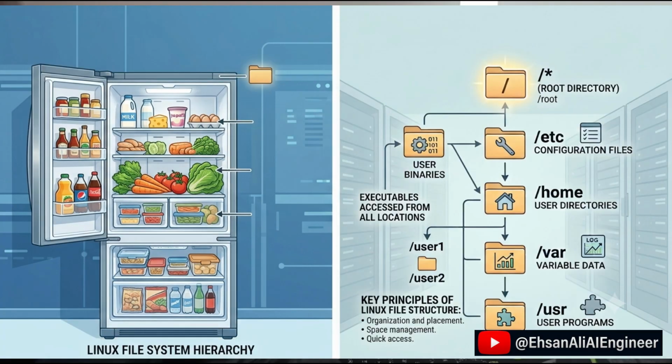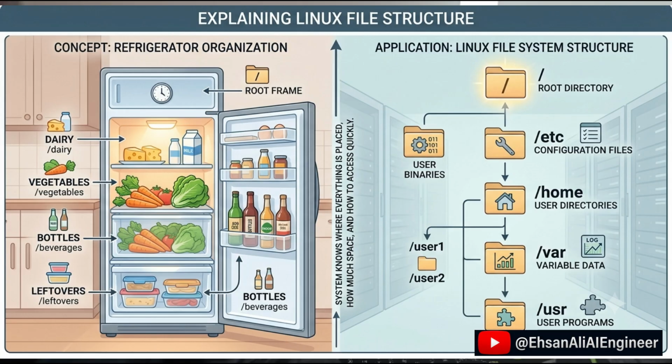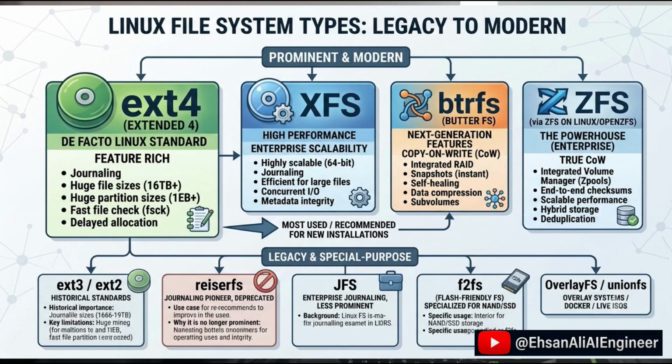A file system in Linux works in the same way. It provides a structured way of arranging and storing data. Instead of shelves, you have directories and files. The system knows where each file is placed, how much space it takes, and how to access it quickly. Linux supports multiple file system types, each optimized for a particular use case.